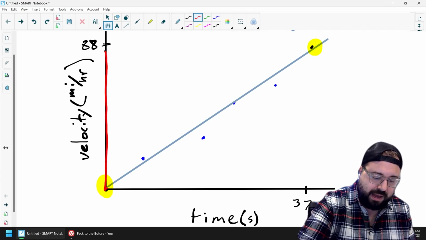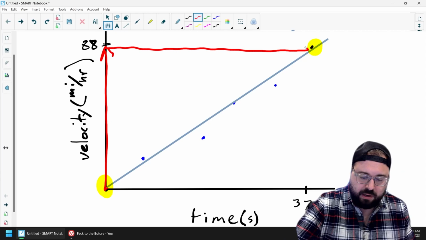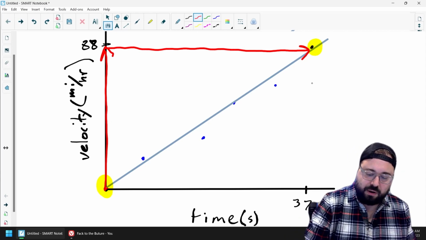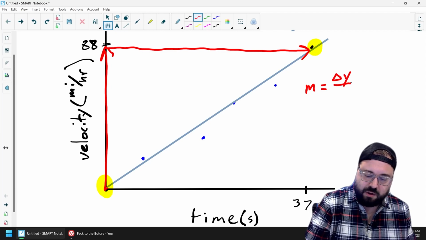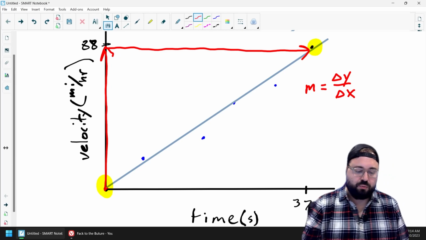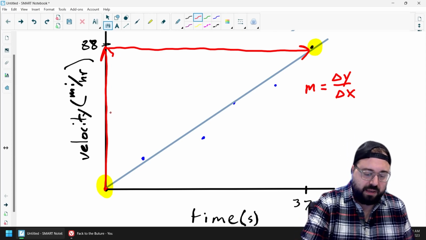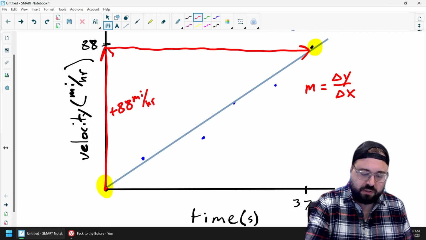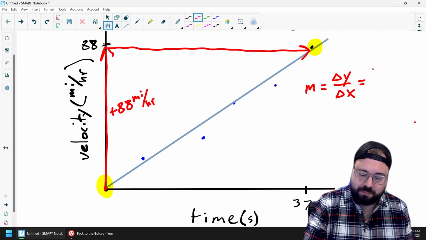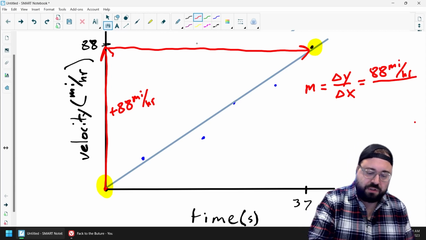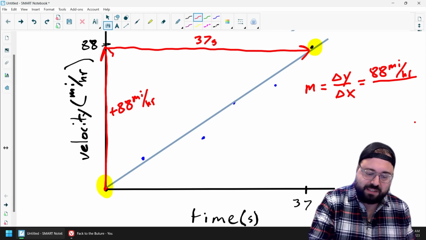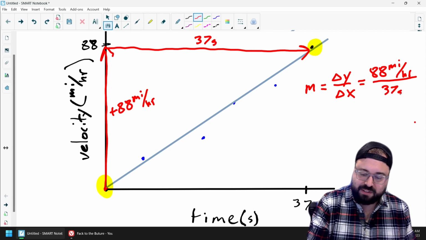We're going to do our rise over our run. So let's do our slope equation over here. Slope equals delta y over delta x. So let's look at what our rise is. As we go up, it looks like we're going from 0 to 88 miles per hour. So that is our rise. So I'm going to put in 88 miles per hour, and it is a positive value, over our delta x, which is roughly 37 seconds. So we go across 37 seconds.